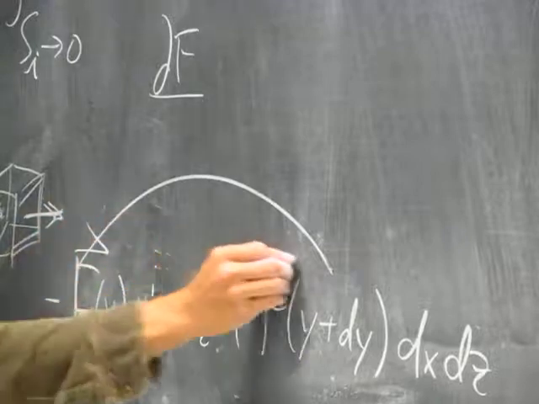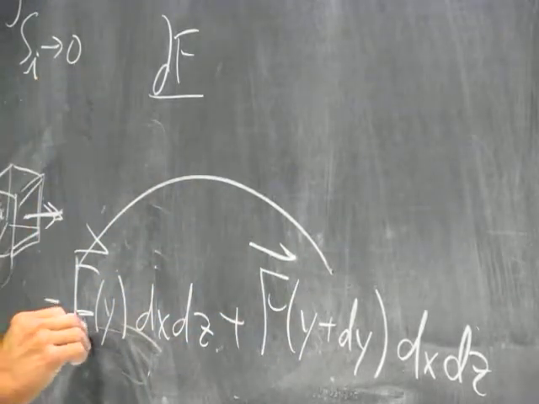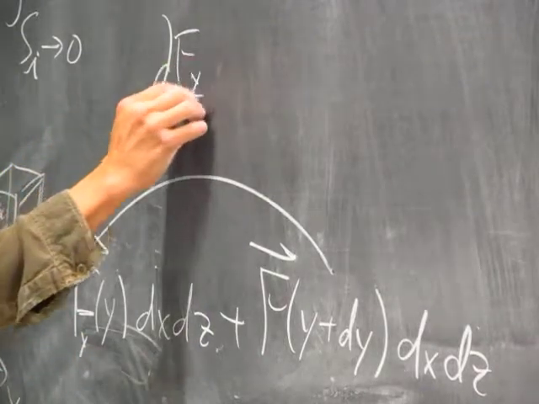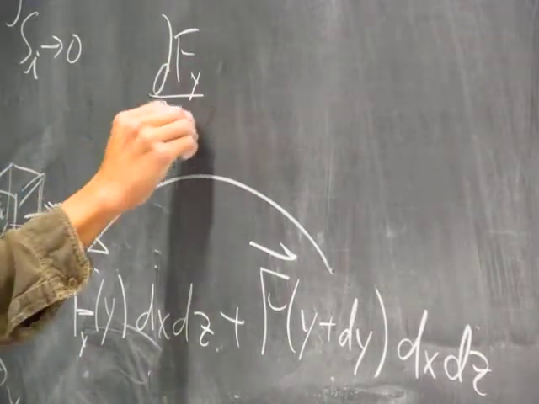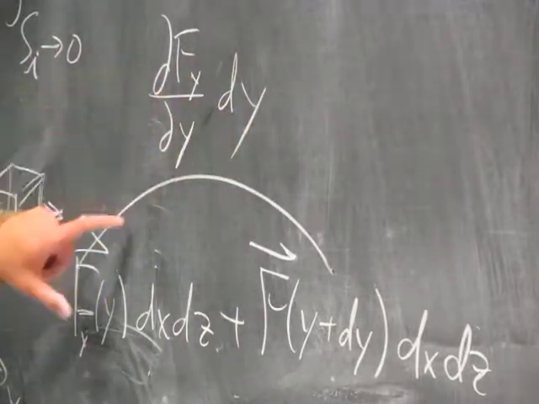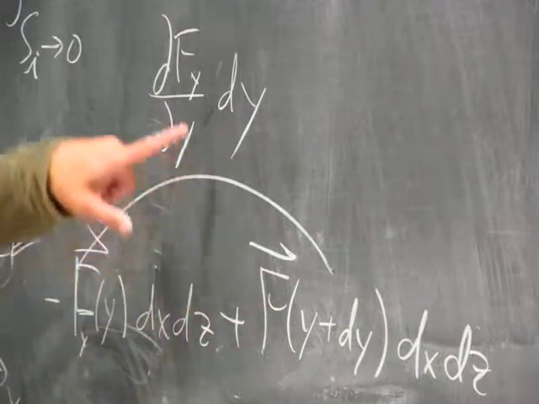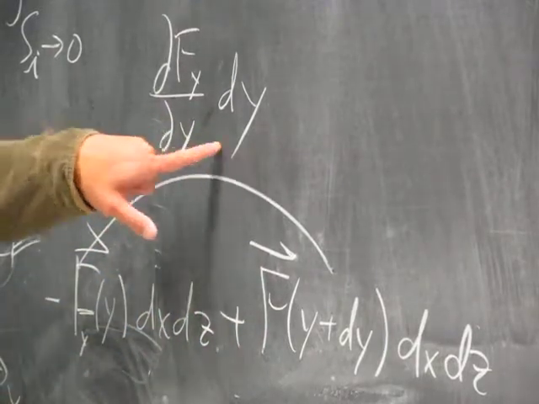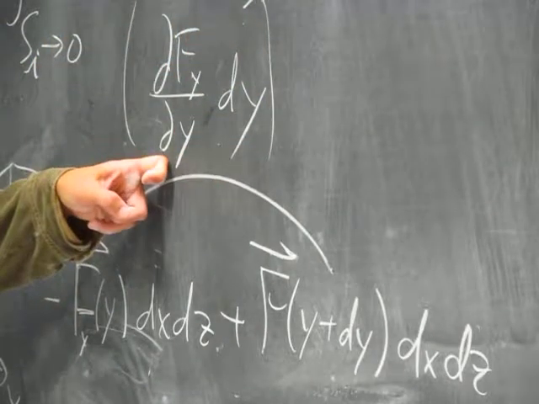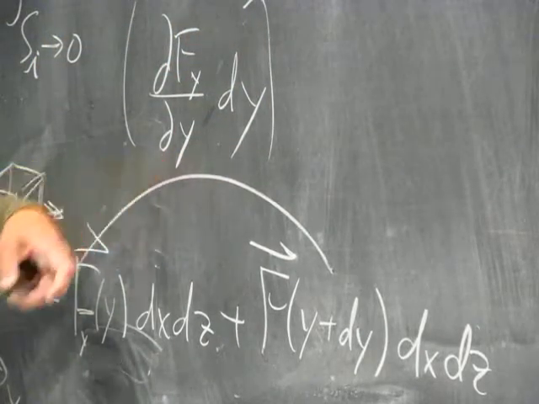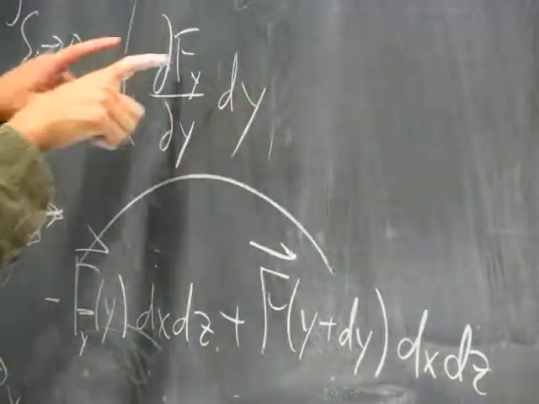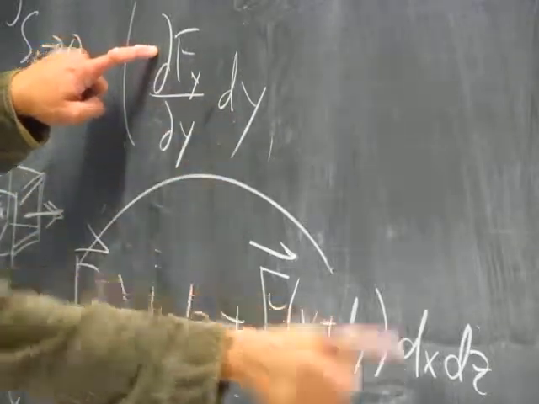This is the factor right away, in the y direction. This is dFy/dy times delta y. This difference, to linear order, is just equal to that, times dy times dx.